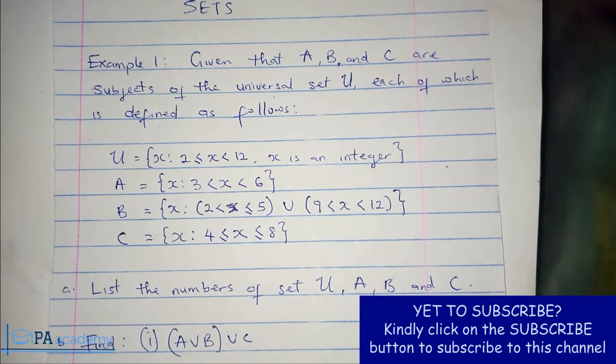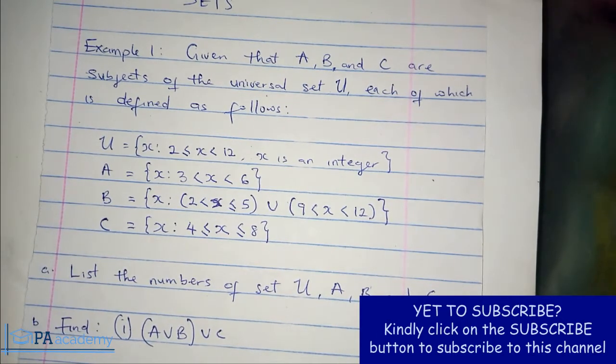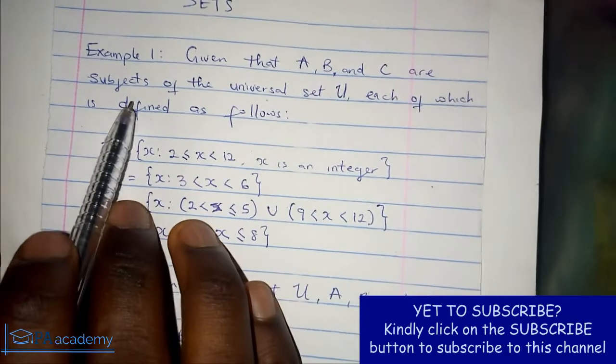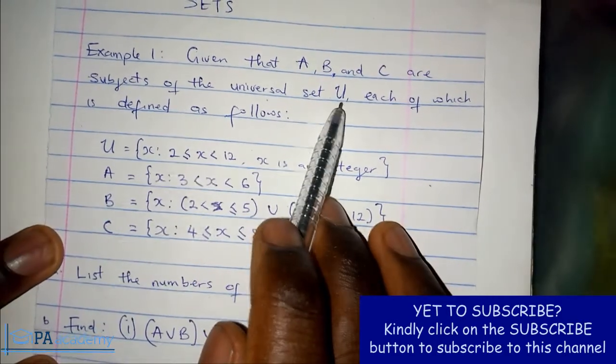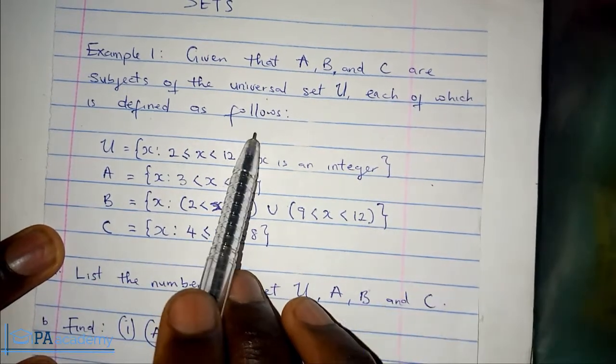So right here we are going to be looking at this example. In the previous part we've been explaining the concept of sets, Venn diagram and everything. Now we are going to be looking at examples you are likely to come across when you are looking at sets. In this Example 1, it says, given that A, B and C are subsets of the universal set U, each of which is defined as follows.